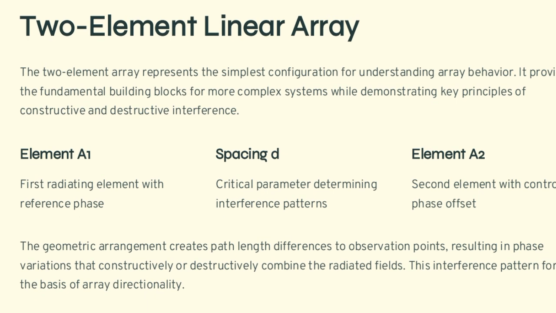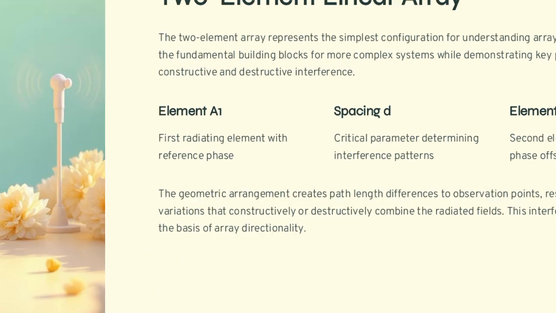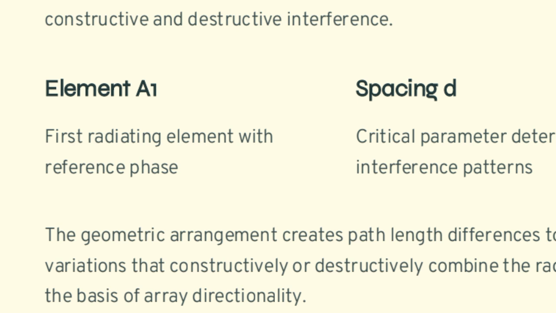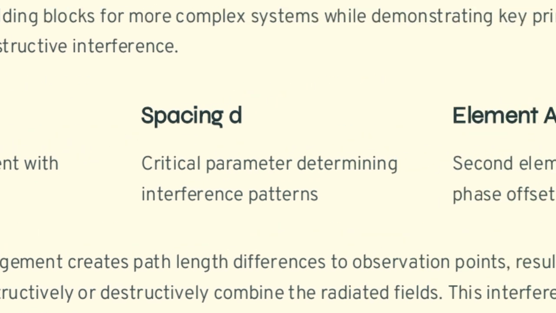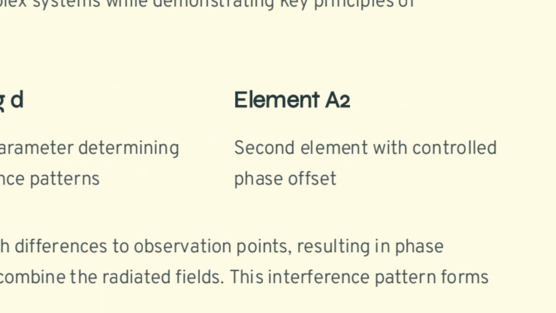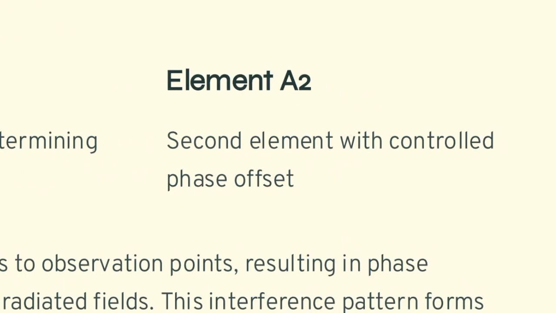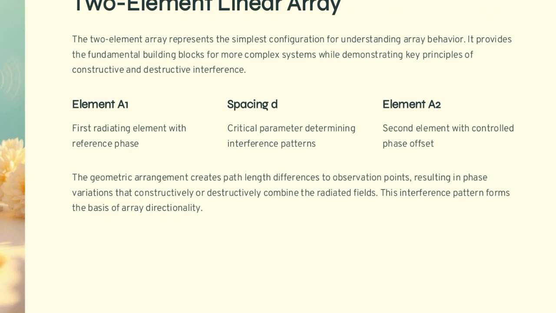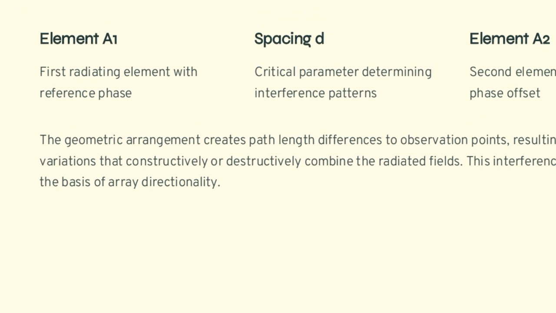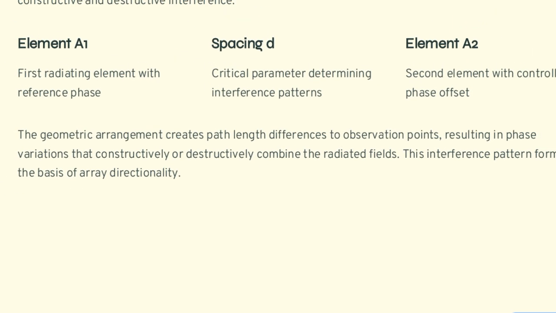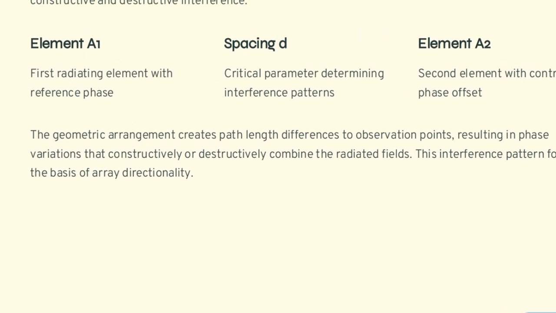In this we keep three things. The first is element A1, the radiating element at the reference position, and the spacing d, which is the critical parameter that determines the interference pattern. The third is element A2, the second element with a controlled phase offset. This geometric arrangement creates path length differences to observation points, resulting in phase variation that combines the radiation constructively or destructively. This interference pattern forms the basis of array directionality.